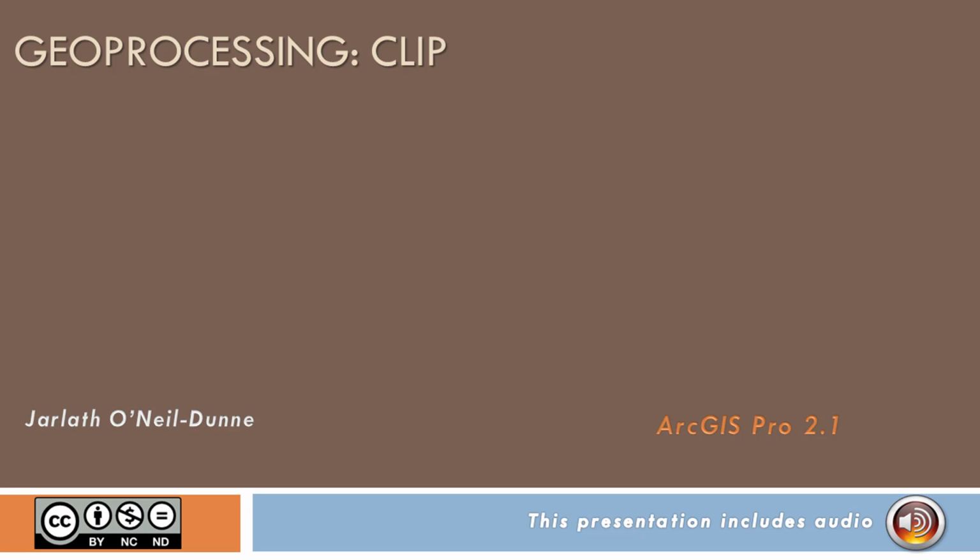This video gives a quick demonstration of how the clip tool works in ArcGIS Pro. Clip is a geoprocessing operation in which one feature class, it could be points, lines, or polygons, is clipped or subsetted to the boundary of another polygon feature class.